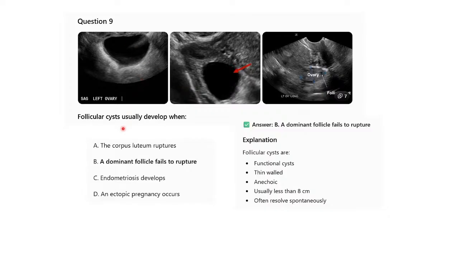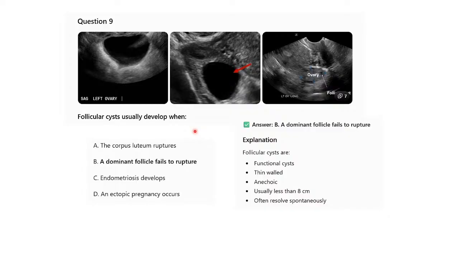Question number 9. Okay. Let's play another one. Follicular cysts usually develop when: A, the corpus luteum ruptures. B, a dominant follicle fails to rupture. C, endometriosis develops. D, an ectopic pregnancy. This is almost the same thing.